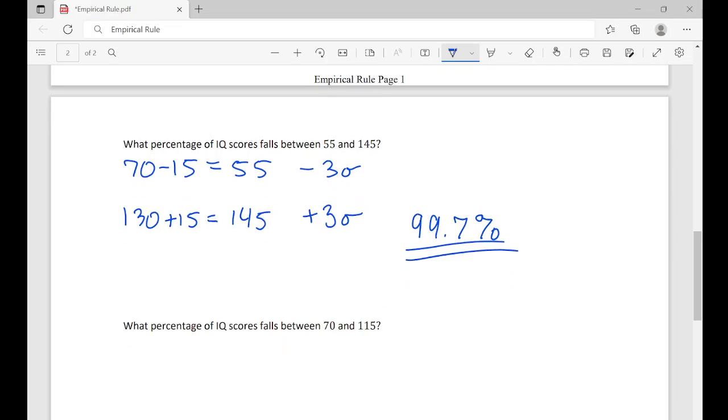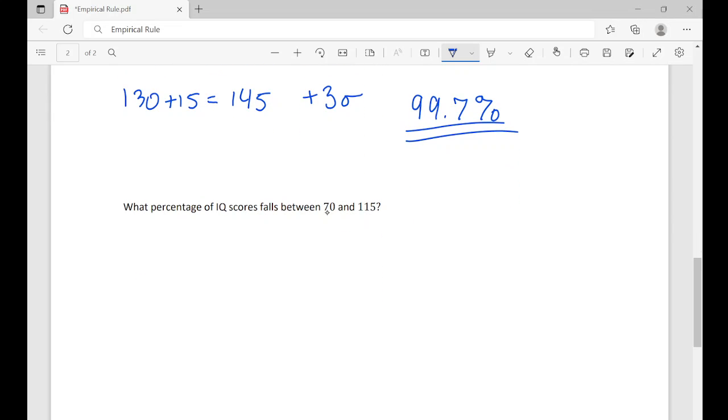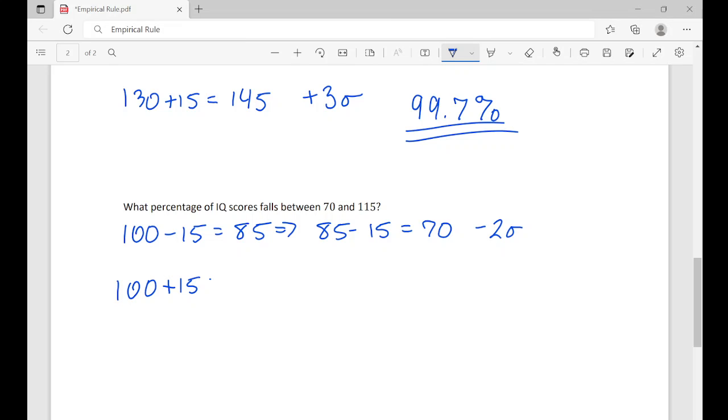Now, what if it's not symmetrical? What if it's a little bit off? IQ scores that fall between 70 and 115. Well, we know that the mean is 100, and if we subtract 15, we get 85. Then if we do it again, 85 minus 15 again, we're going to get 70. Now that's down 2 standard deviations. And if we take our mean and add 15, we get 115. And this is plus 1 standard deviation. So we're going down 2 and up 1.